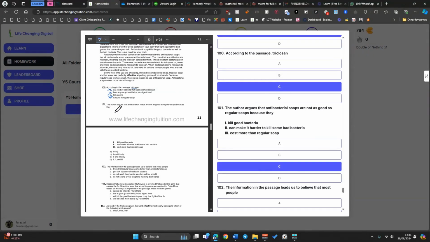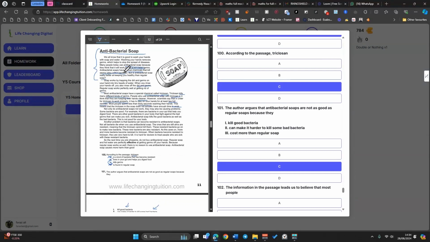Okay, question 101. The author argues the antibacterial soap are not as good as regular soaps because they kill good bacteria, can make it harder to kill some bacteria, cost more than regular soap. Okay, first of all, in this paragraph he says soap works by trapping dirt and germs, and then basically what you do is you rinse off those dirt and germs, right? He hasn't said anything about it being cheaper or anything just yet, I don't believe. Yeah, so let's continue reading.